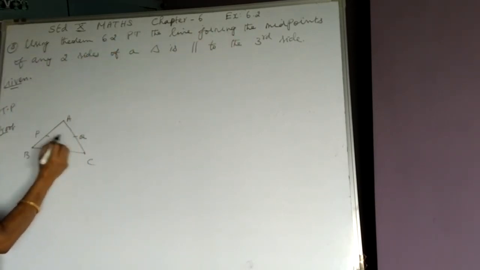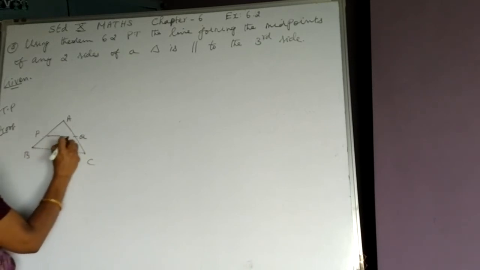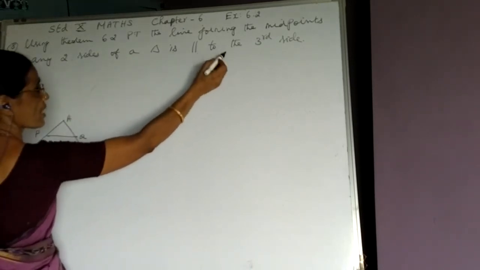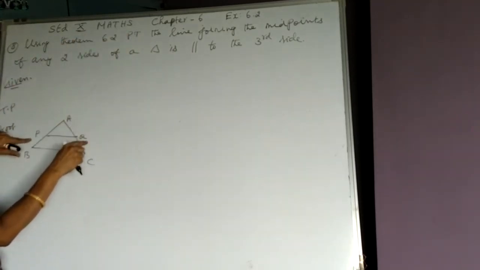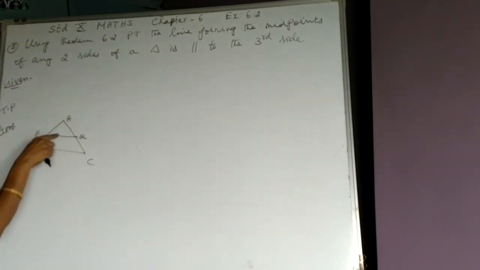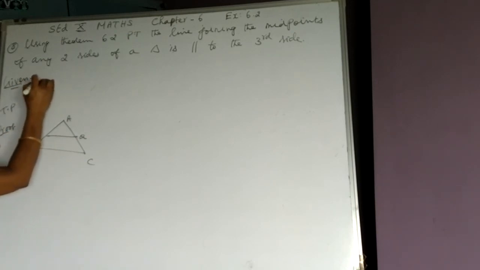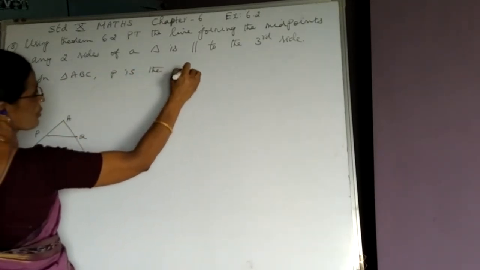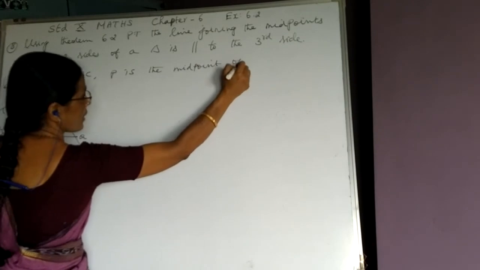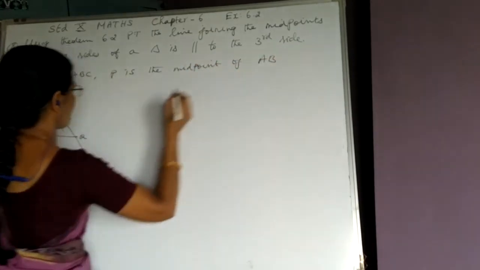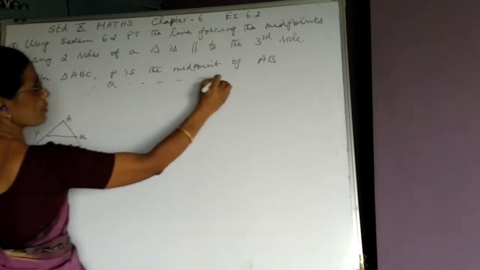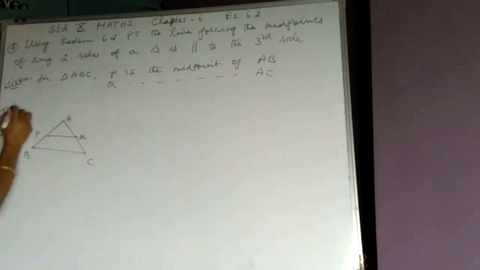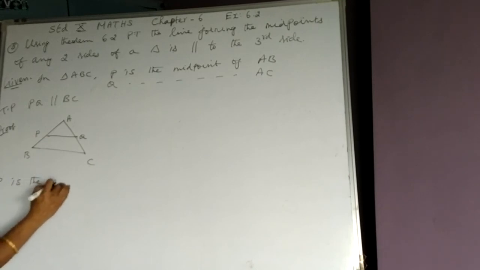The line joining the midpoints of any two sides of a triangle. Which two sides we have taken here? AB and AC. This is the line or line segment. Is parallel to the third side. Midpoints are taken for these two sides. This is called third side. So we are asked to prove this PQ is parallel to BC. So in triangle ABC, P is the midpoint of AB and Q is the midpoint of AC. To prove PQ is parallel to what? Parallel to BC.